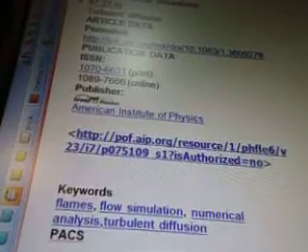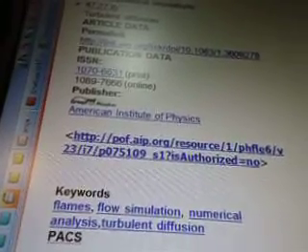Keywords: flames, flow simulation, numerical analysis, turbulent diffusion. It's from the American Institute of Physics. So that's come up. So I believe that has something to do with the engine, which is why I did the 5G, okay? So we'll go on to our next video then.